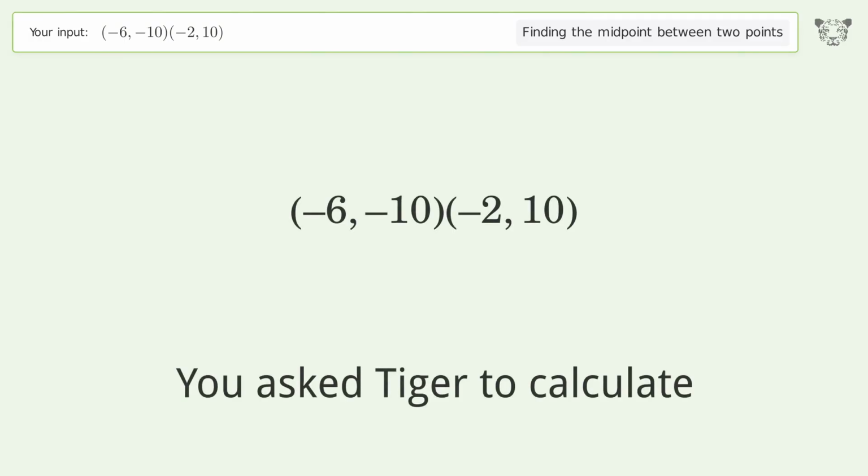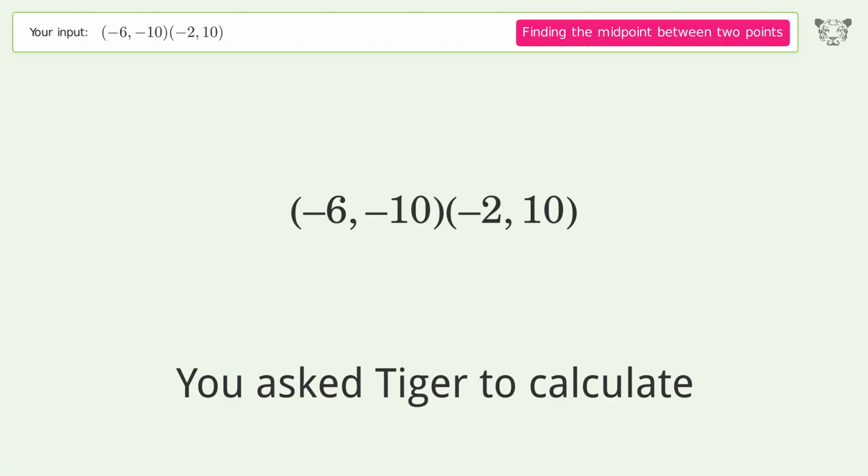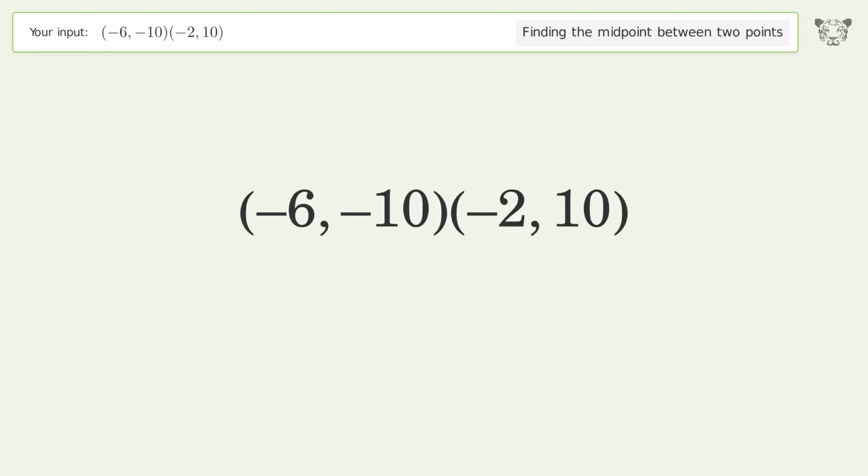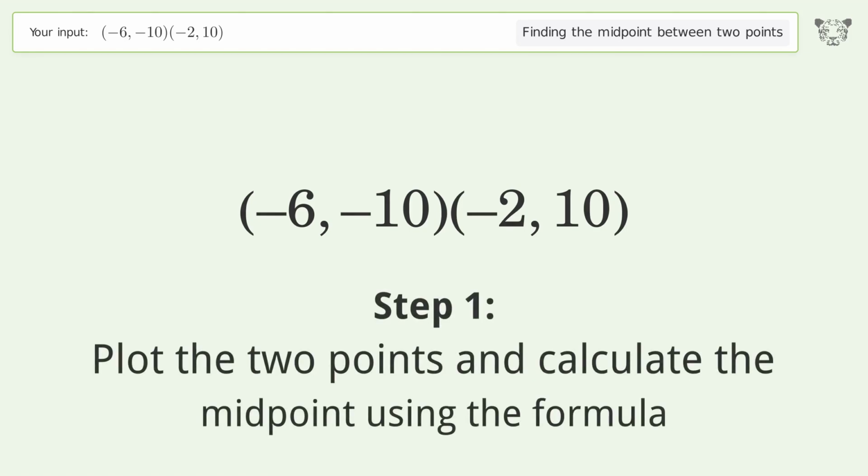You ask Tiger to calculate. This deals with finding the midpoint between 2 points. The midpoint between the 2 points is -4, 0. Let's solve it step by step. Plot the 2 points and calculate the midpoint using the formula.